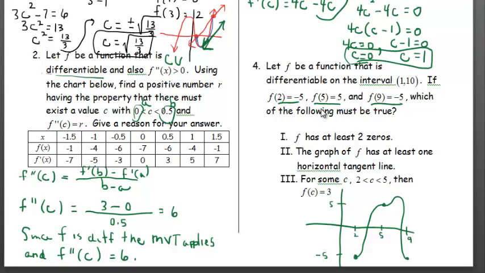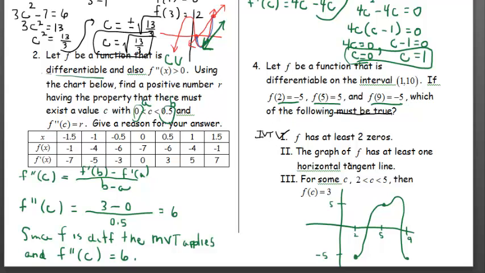All right, which of the following must be true? Does the function have to have at least 2 zeros? Yes. Okay, there's no way I can go from this point to this point to this point without passing through the x-axis twice. Okay, so this is really the IVT. If my lowest y value is -5 and my highest y value is 5 and I have to go up and back down, then yes, I have to have 2 zeros. So that has to be true.